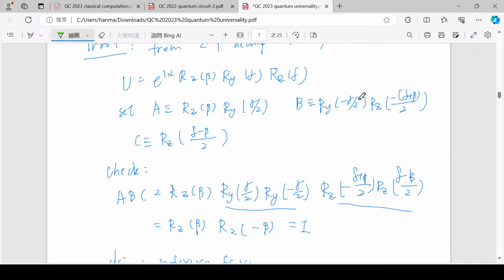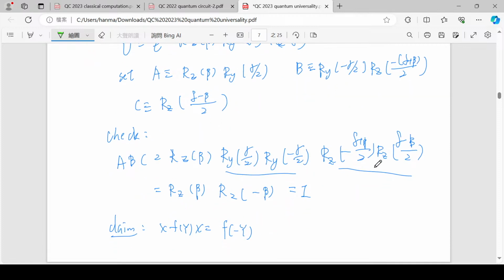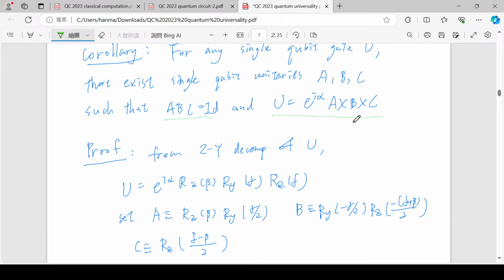So this becomes identity, and then we have RZ, okay, this is very confusing. RZ of minus delta plus beta over 2, and then we have RZ of delta minus beta over 2. And so I believe the deltas cancel each other, and then we have two times minus beta over 2, so this is minus beta. Then you see that this is just RZ beta, RZ minus beta, so this equals identity.